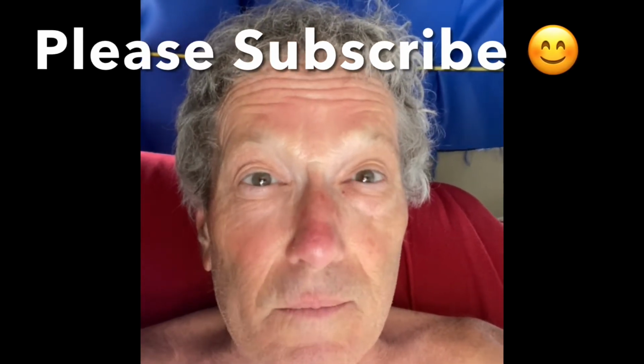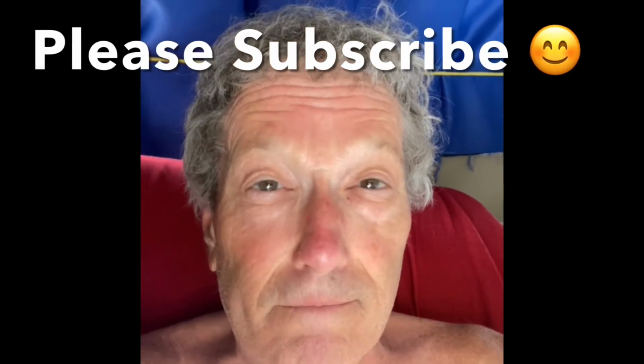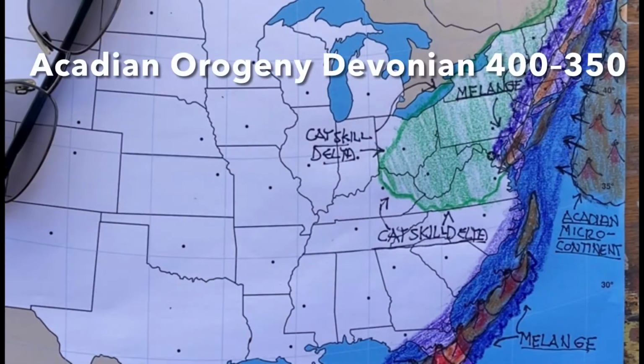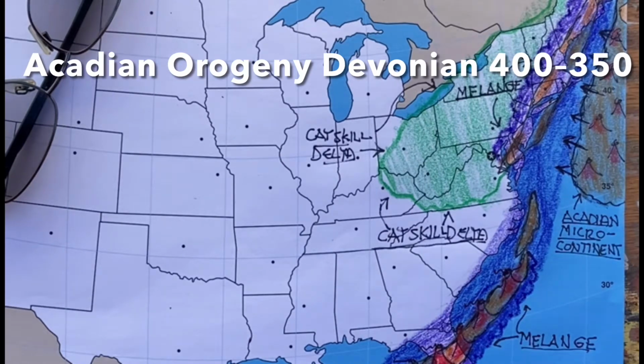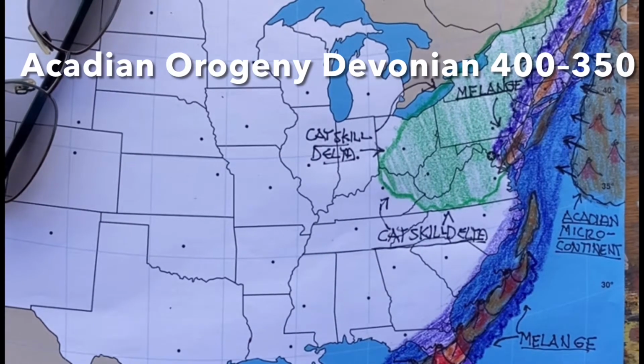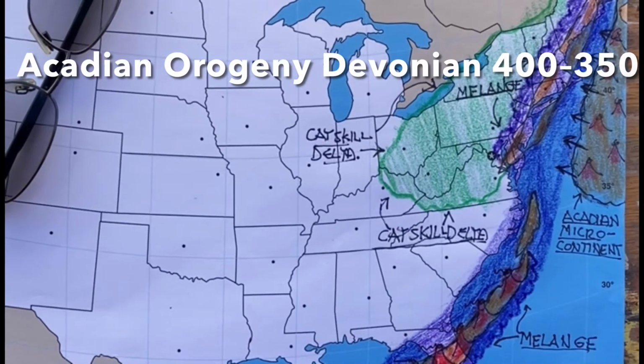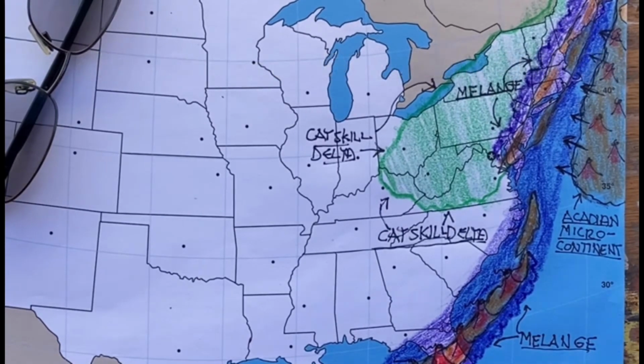And so, the Acadian Orogeny. Here we go. The Acadian Orogeny occurred during Devonian time. That would be about 400 million years ago to about 350 million years ago. This is maybe a confusing picture here, so I'll try to explain it.